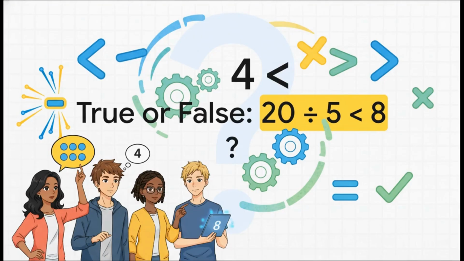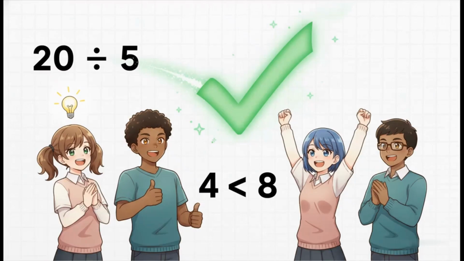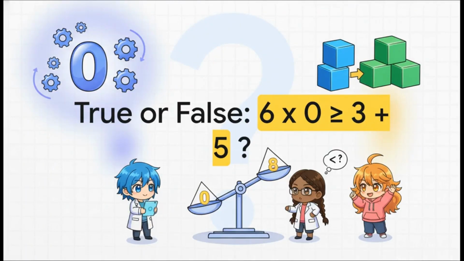First, what's the deal with the left side of that symbol? Figure out what 20 divided by 5 is, and then compare it to 8. So, true or false? Did you get it? The answer is true. 20 divided by 5 is 4. So the statement really just says 4 is less than 8. And yeah, that's definitely true. See? The key is always to simplify first before you compare. You're already getting the hang of this. All right, ready for round 2?